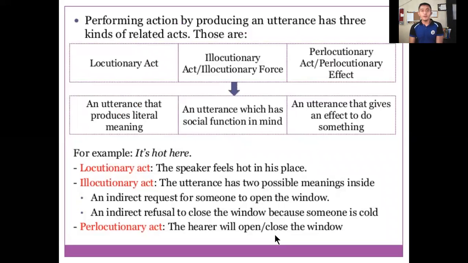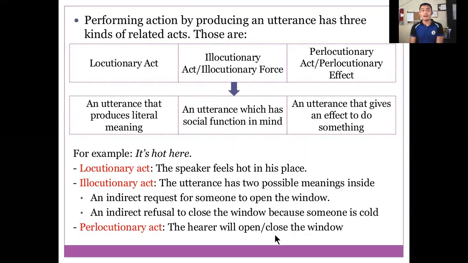Now, performing action by producing an utterance has three kinds of related acts. Again, when we are doing a speech act, there are different related acts, different kinds of speech action. Number one, locutionary act. Number two, illocutionary act or illocutionary force. And number three, perlocutionary act or perlocutionary effect. Now, what is the difference between these three? So let's find out. When we say locutionary act, this is an utterance that produces literal meaning.